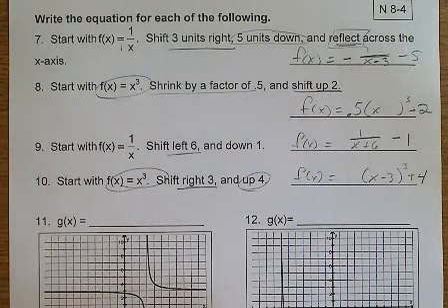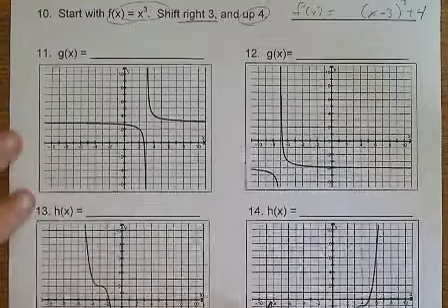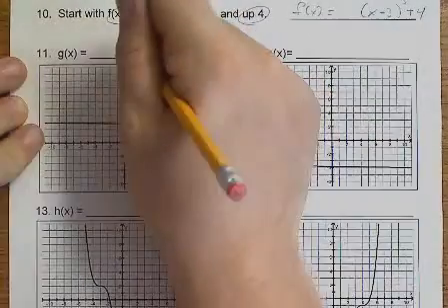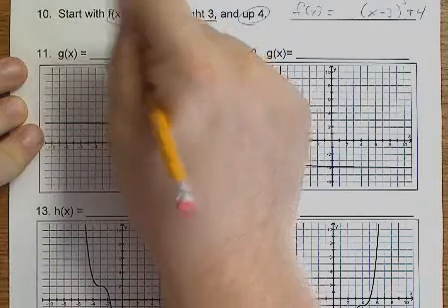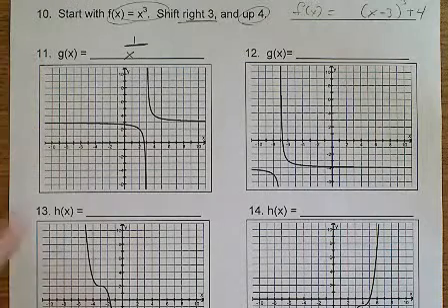Now to talk about the graphs. So, we're looking at our graph, and we see that this is definitely a rational function. So the important part here is to mark your asymptotes, because that's going to tell you how far you're moving.